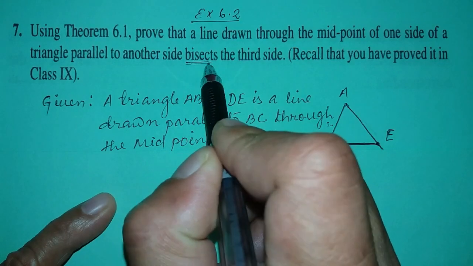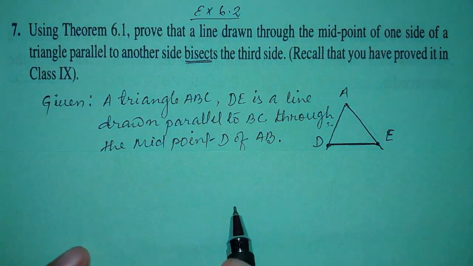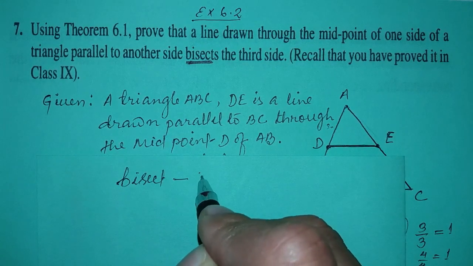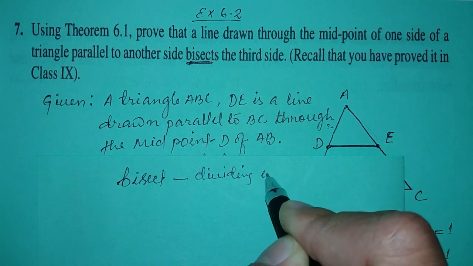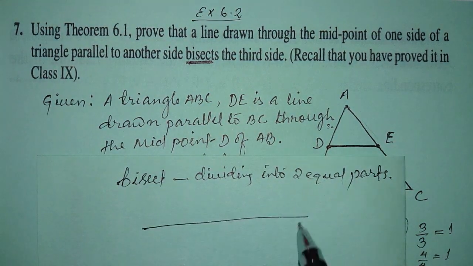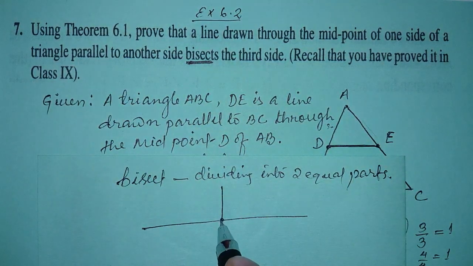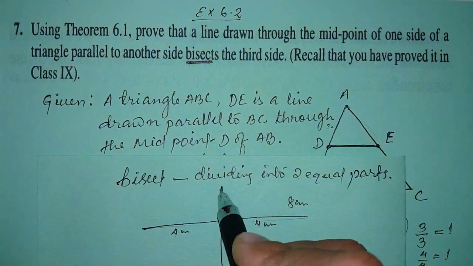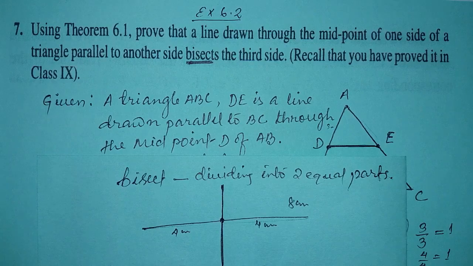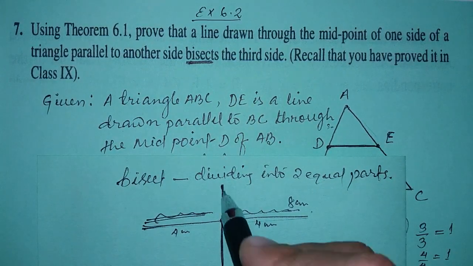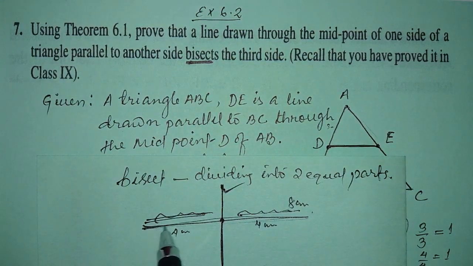What does bisect mean? Bisecting a line simply means dividing it into two equal parts. If a line cuts this line in such a way that this is the midpoint, for example, if this line is 8 centimeter and this part is 4 and this part is 4, that means this line exactly divides it into two equal parts. We say that this line is bisecting this line, which is 8 centimeter.